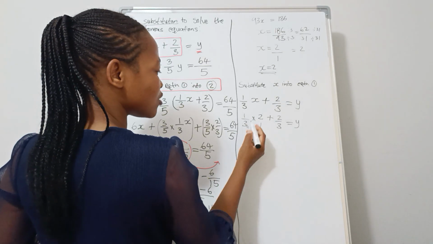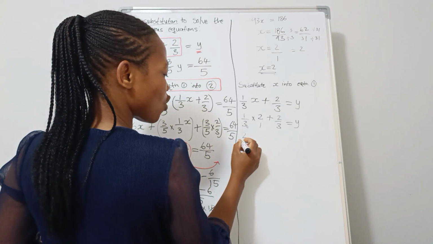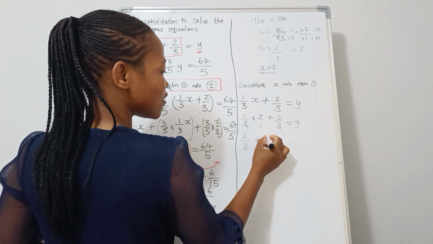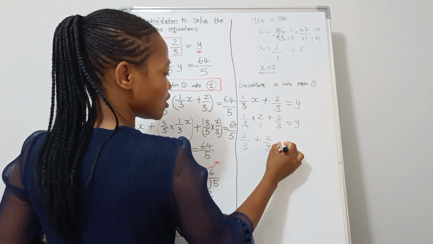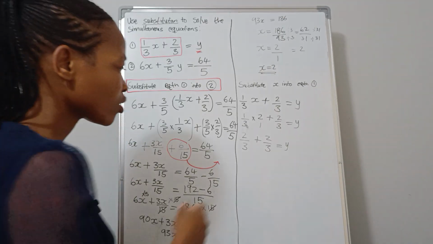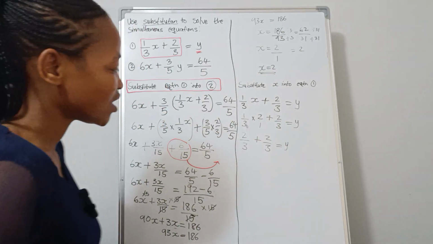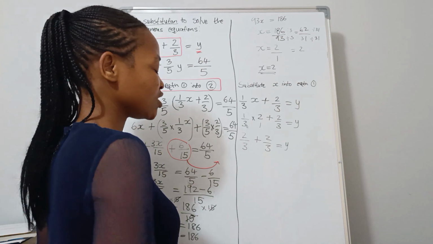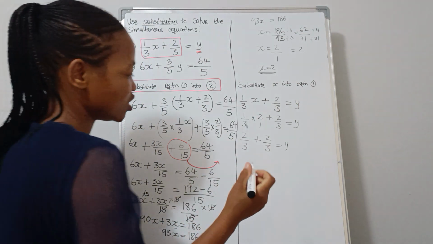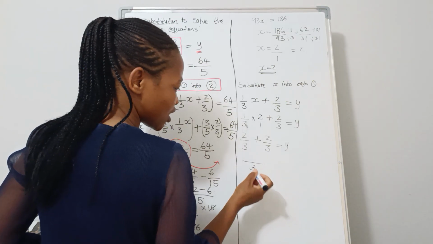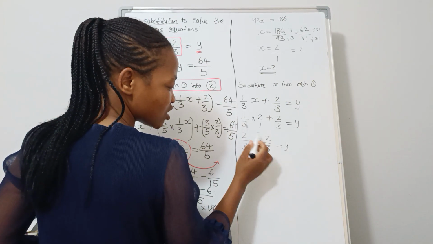So this becomes 1 times 2, which is 2 over 3 times 1, which is 3, plus 2 over 3 equals y. So now, when we have a common denominator, we keep the denominator. The addition is so easy. We just keep the same denominator, okay? And we add these. Just add the numerator.